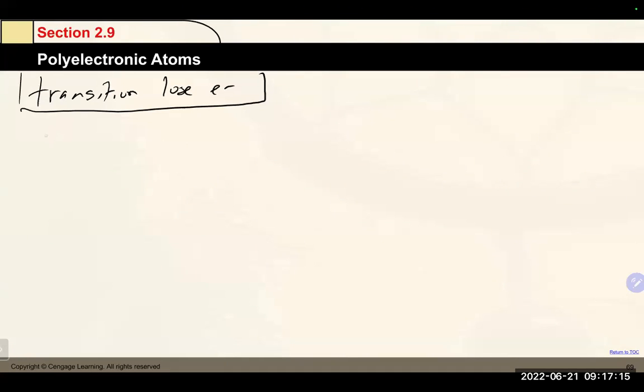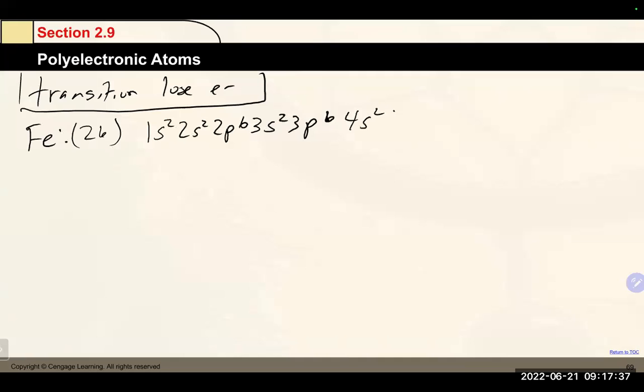So what happens with transition metals? If we look at, for example, iron, which is number 26 on the periodic table, we write the electron configuration 1s2, 2s2, 2p6, 3s2, 3p6, 4s2 next, and 3d6. Now this again is, as we talked about, the filling order, in which the 4s orbital is lower in energy than the 3d. So the electrons come into here.